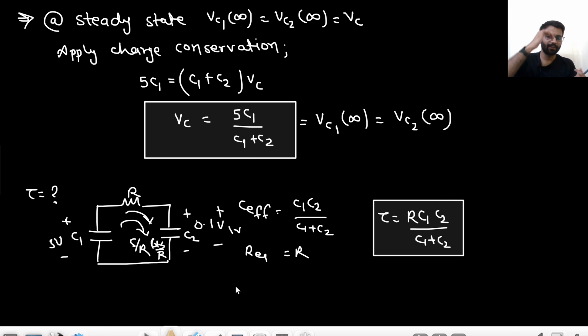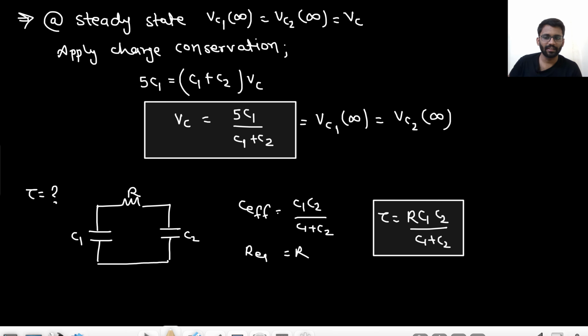Slowly the current is getting reduced, and the voltage across C1, that is Vc1, is also reducing and Vc2 is increasing. At some point Vc1 and Vc2 become equal. So this is what is happening in that circuit. I hope you have understood the complete concept. I will repeat it once again.